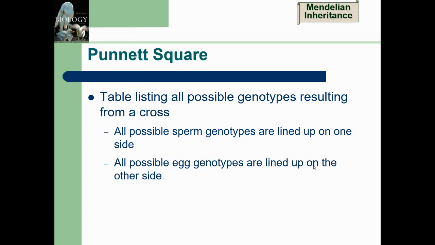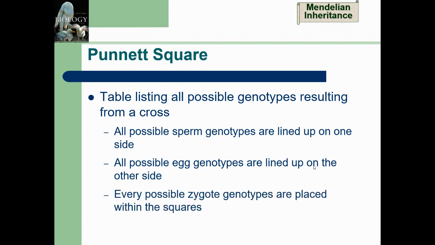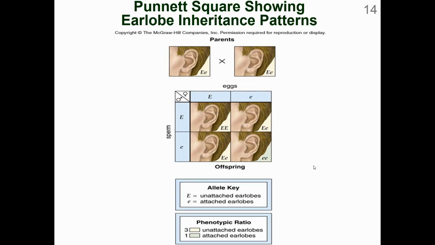to bring them together. It doesn't matter which one goes where. Sperm can be across the top, eggs on the side, so columns and rows, or they can be reversed. It doesn't matter as long as the same gamete is in the same orientation. And then every possible genotype of the zygotes is placed within the squares by bringing the two together.